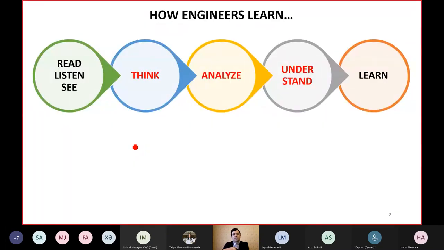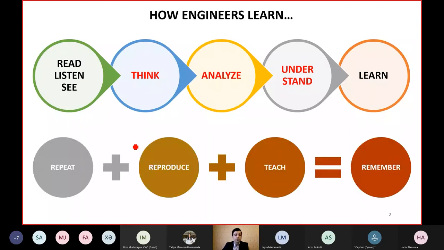I would like to show this slide again, about how engineers learn. Engineers do not memorize. They think, they analyze, they understand, and this is how they learn. This takes longer than memorizing, but in fact, it lasts longer. After you learn, you repeat what you learned. For instance, you take notes and repeat your notes. You reproduce, maybe by doing the assignments, and teach others. When you teach others, you must learn. And if you do all of these, then you remember.